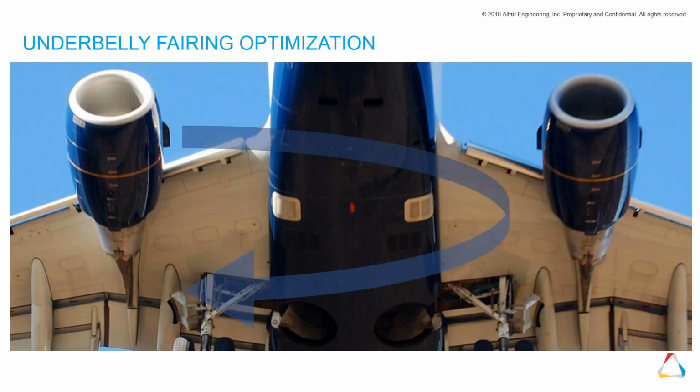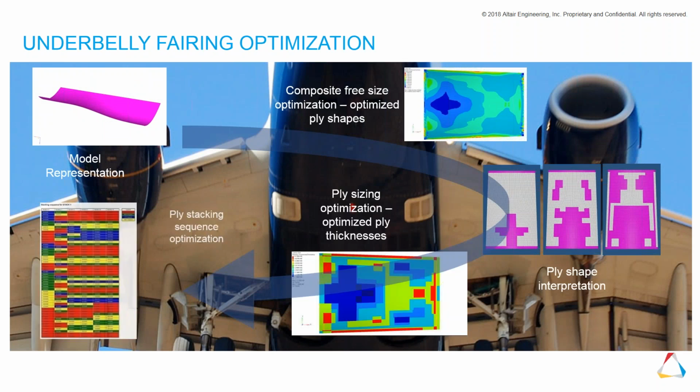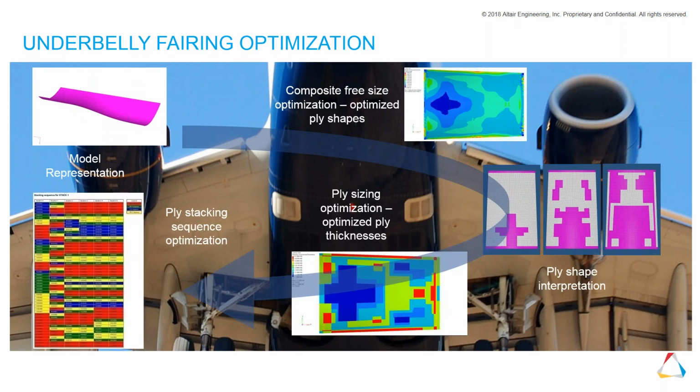A great example of that, again, from Airbus is the composite optimization we did on the underbelly fairing of one of the aircraft. So you can see here how we've gone through composite free size to come up with ply shapes, interpreted them into realistic shapes, and then done a sizing optimization and the stacking sequence optimization to come up with the final solution. And again, all of these examples are now flying. Every time you get on an Airbus aircraft or a Boeing aircraft, chances are something within that aircraft has been optimized using these techniques.